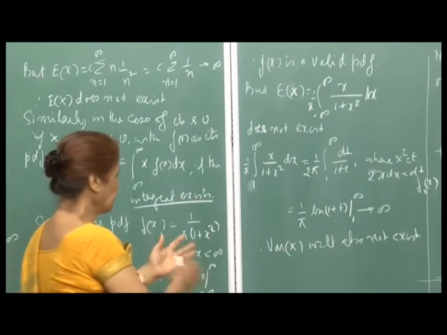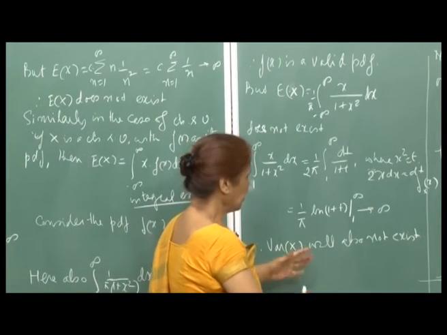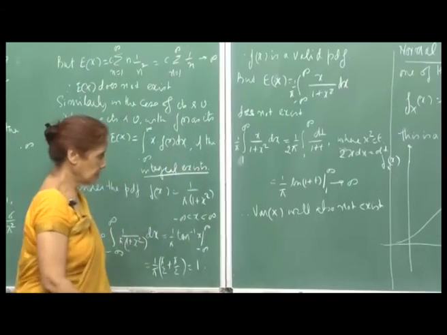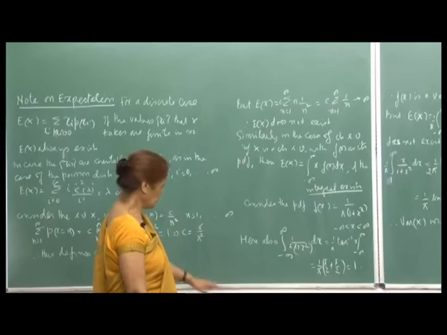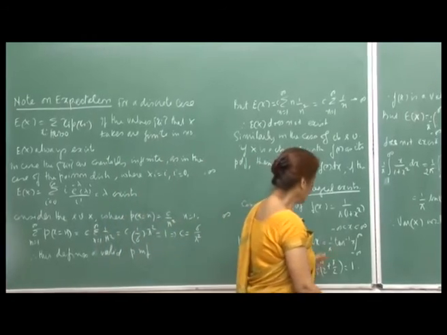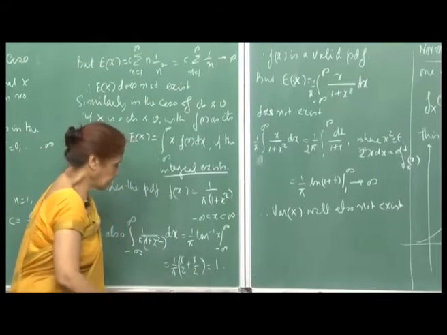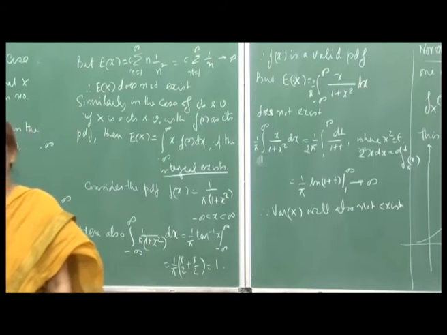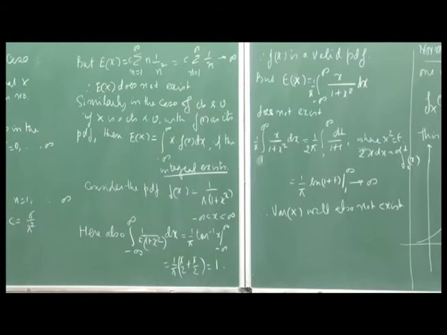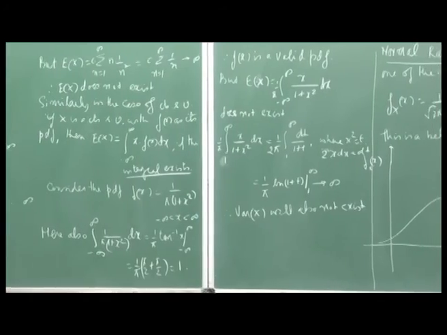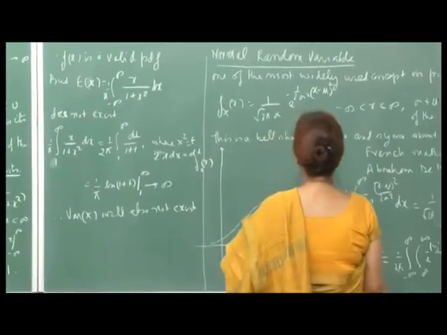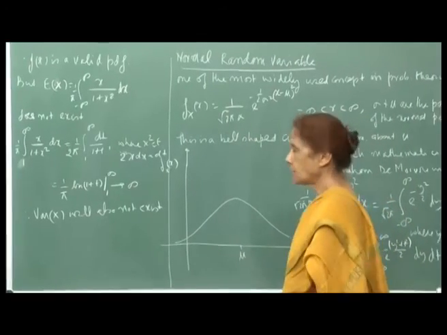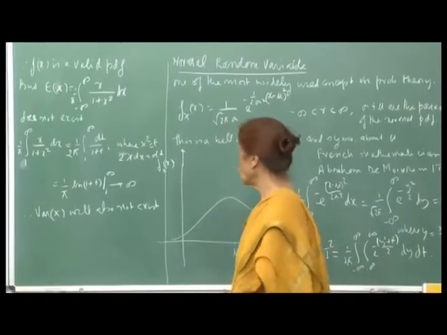So, I just thought that I will put in this note here before we proceed with the other theory of probability theory, so that you can see you can't always be sure that the expectation of a random variable will exist. Now, another very important and widely used concept in probability theory is that of a normal random variable and its probability density function.